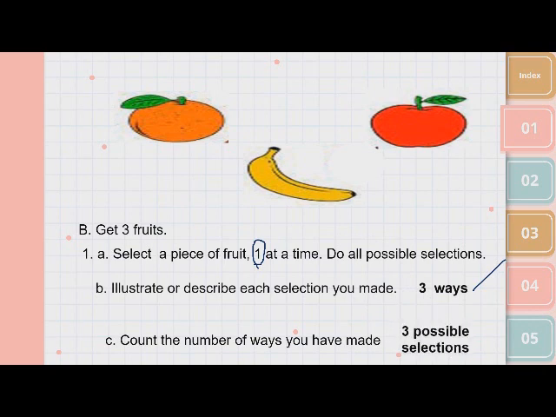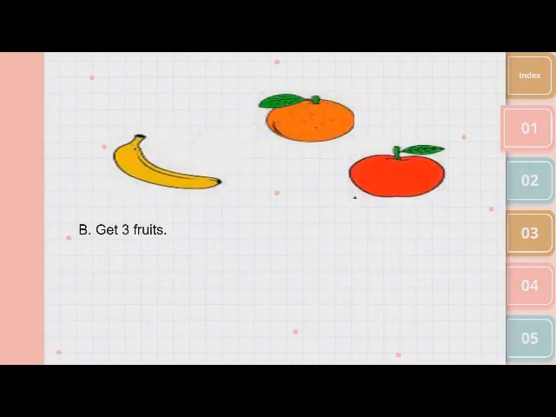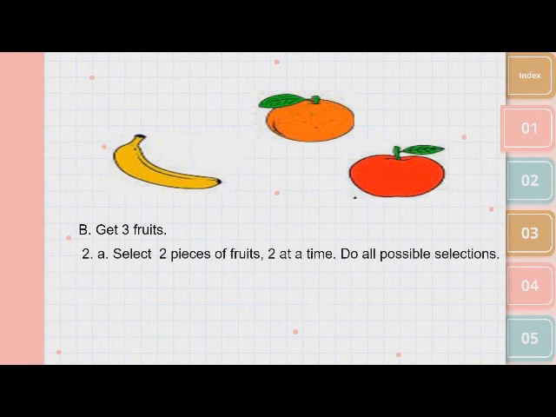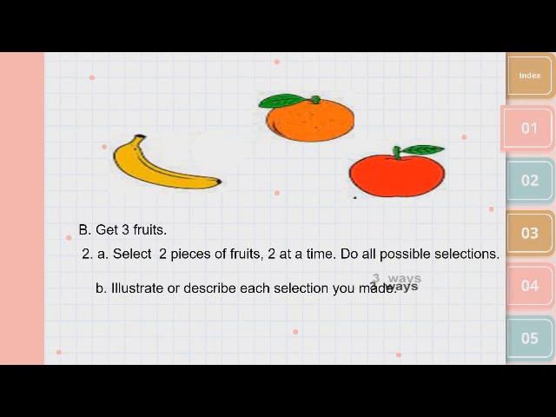Now, let's proceed to the same situation. Three fruits, but this time two at a time. So how are you going to do it? Since you are selecting two at a time, you can have three ways. What are those three ways? Banana, orange; orange, apple; banana, apple. So you have three ways for that.